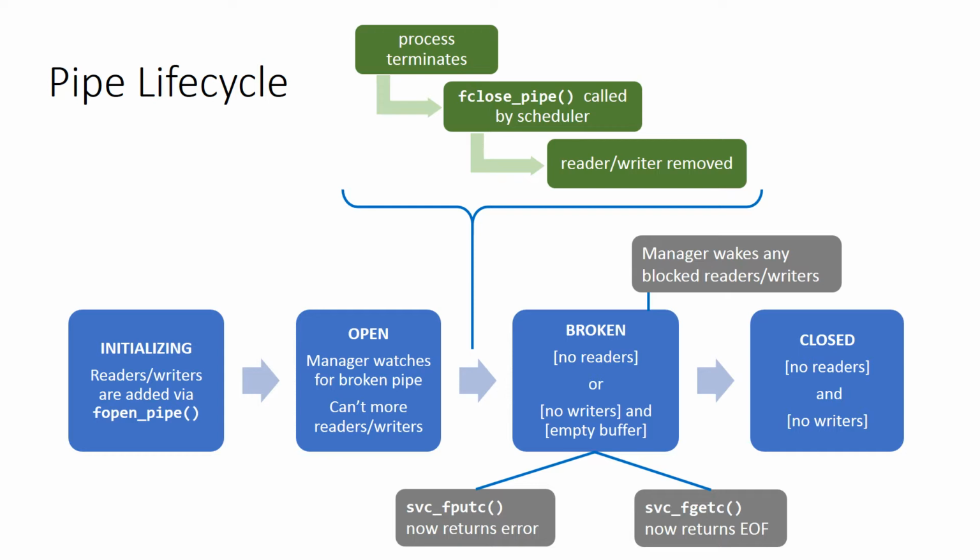Eventually, there will be either no readers or no writers and an empty buffer. The manager declares the pipe broken and wakes any blocked readers or writers. From now on, calls to fputc return errors and calls to fgetc return end of file. This allows the remaining processes connected to the pipe to terminate gracefully. Finally, when there are no readers and no writers left on the pipe, the manager can delete the pipe and return.